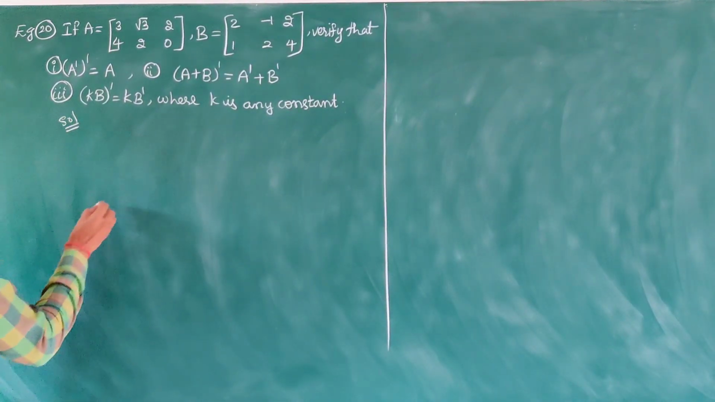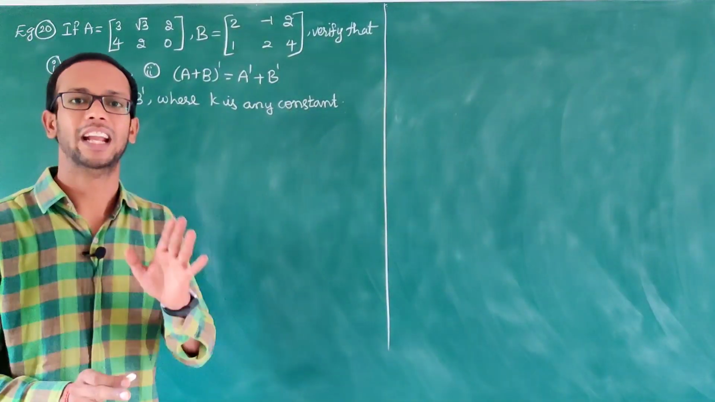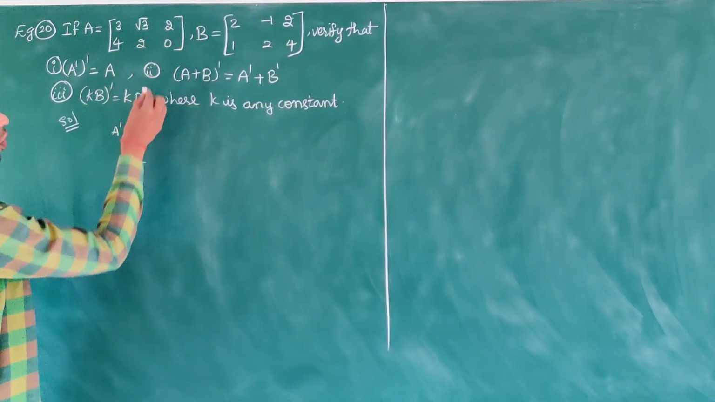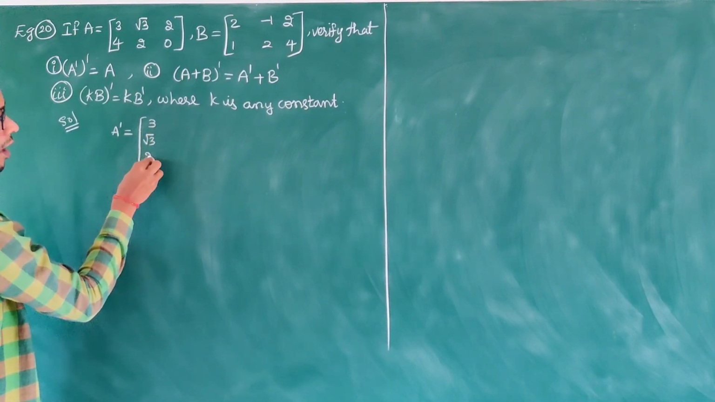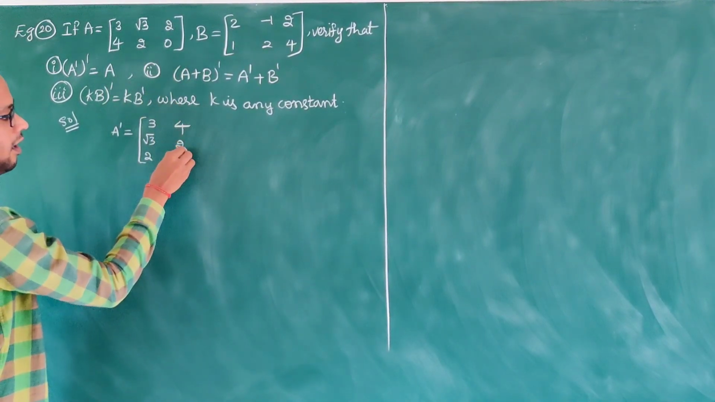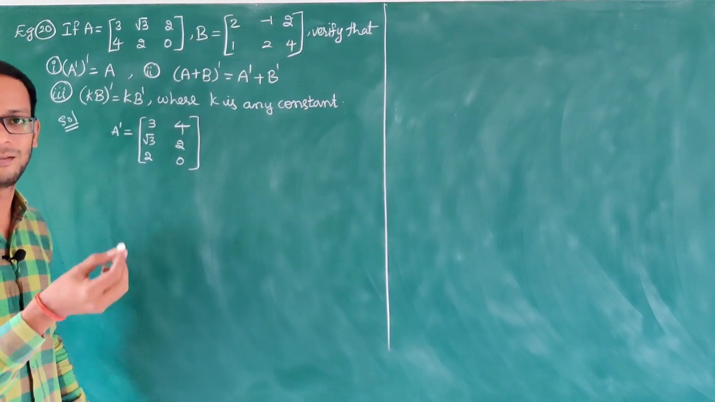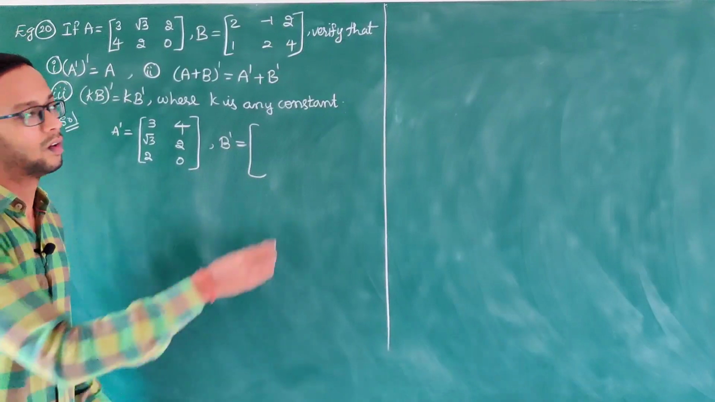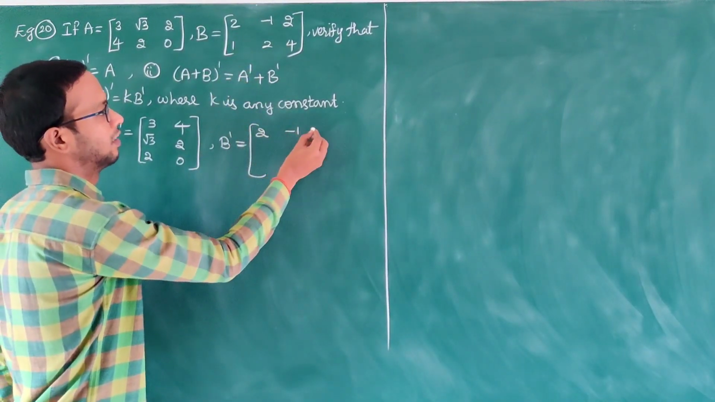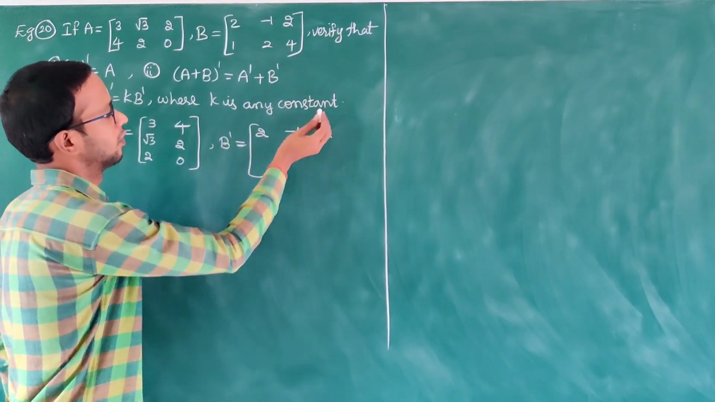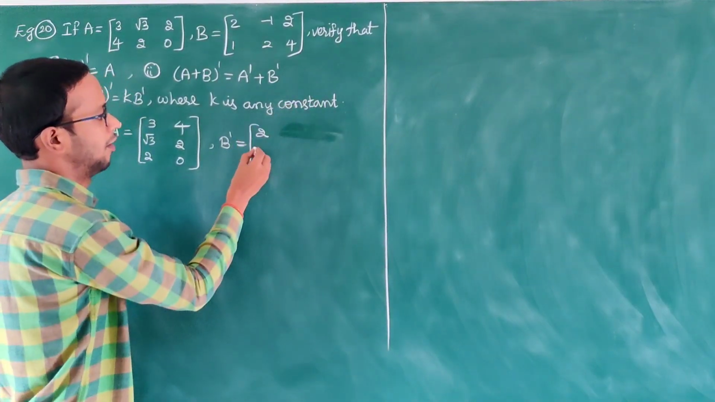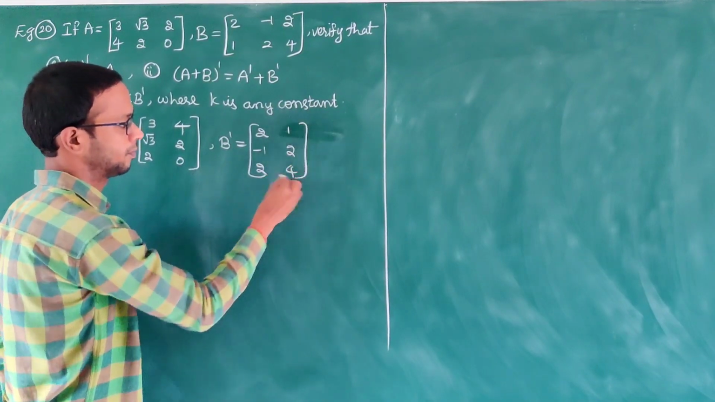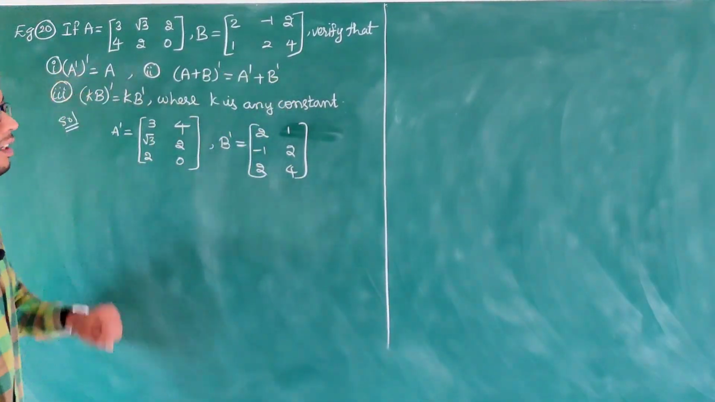Solution: first of all, I'll write down A dash and B dash. A transpose: row written as a column, next row written as a column, automatically columns will be rows. Next, what is B dash? 2, minus 1, 2, sorry, row written as a column, 2, minus 1, 2, next one 1, 2, 4. That is B dash. Verify that.